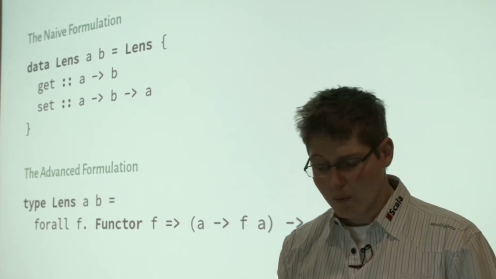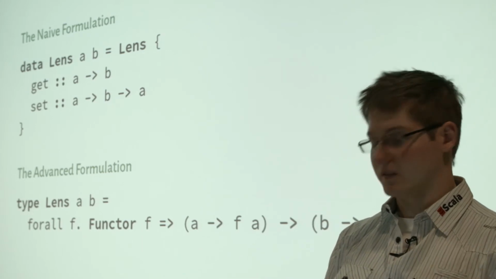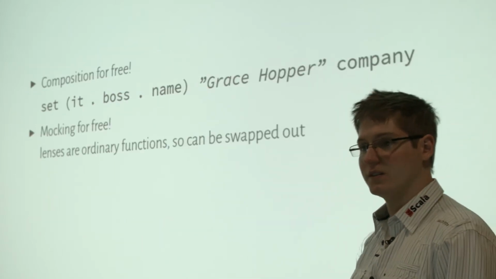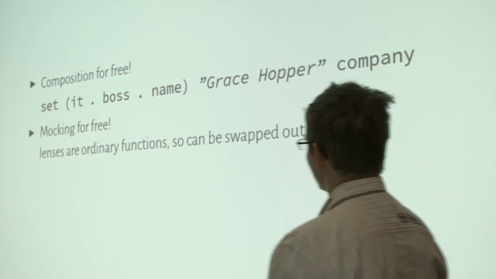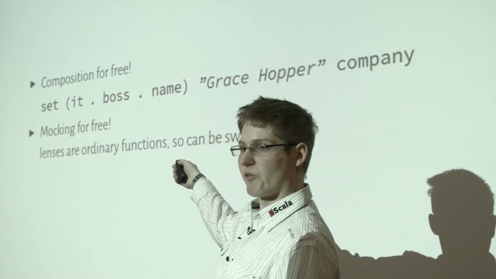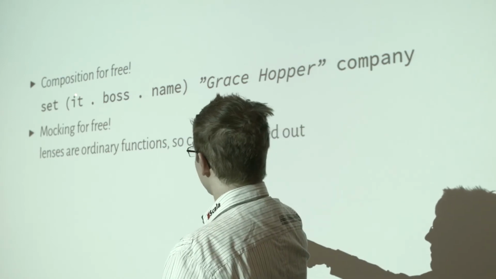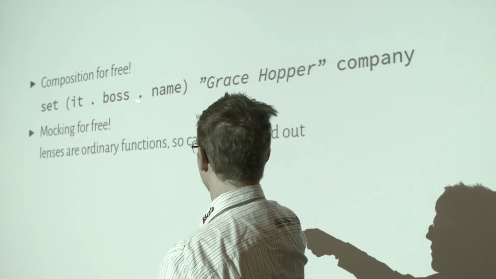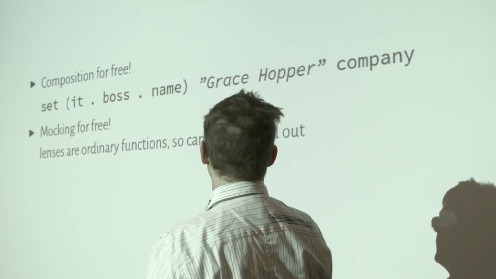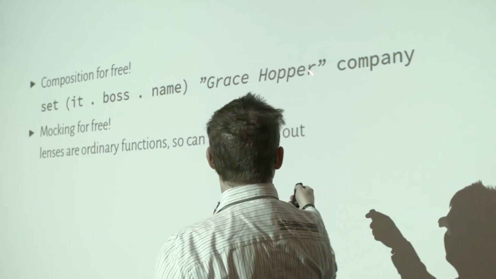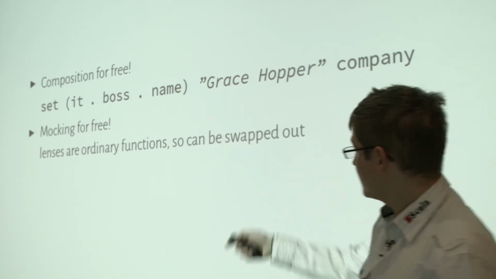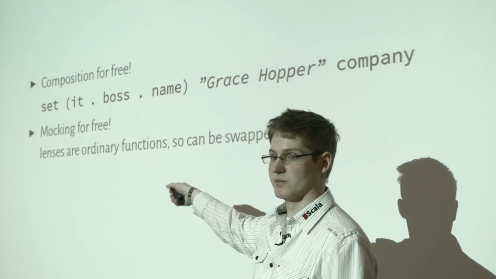And what can we do with that? What does that give us? Well, it gives us function composition, so we can just use these lenses as plain old functions. This is really actual code which works. If you have a lens for the IT department, you can compose it with the boss of this department and the name of that person, and you just call set on it and give it a new name, and it will give you an updated company.